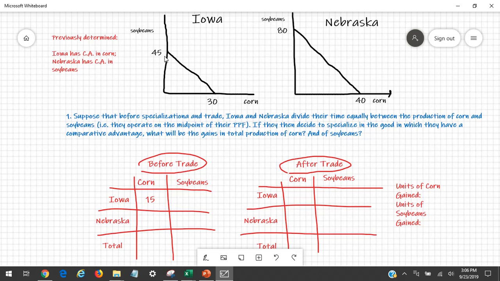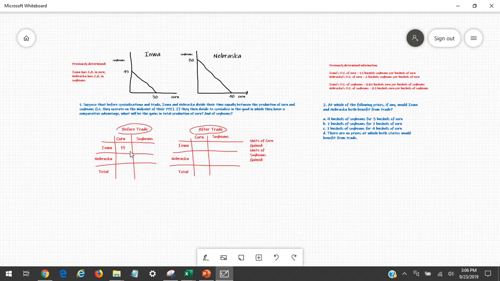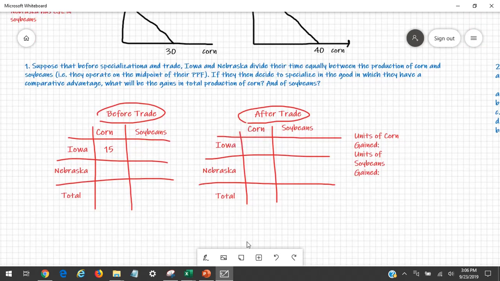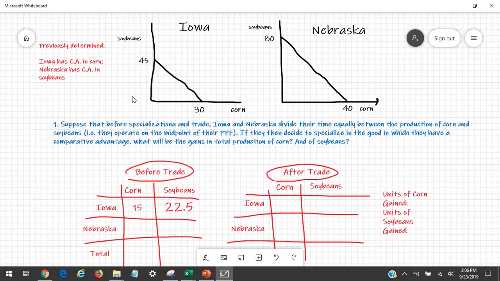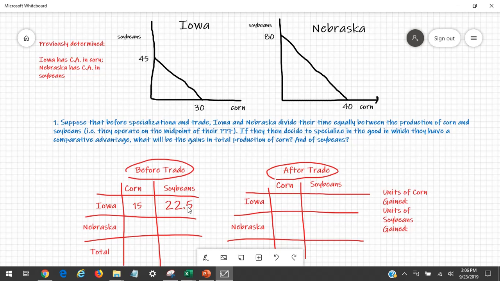So in this case, 45 divided by 2 is going to be 22.5. Sorry about that. 22.5 bushels of soybeans created by Iowa before trade. So that's going to go right here. Okay, so now I know how much Iowa is making before trade. Now I want to figure out how many bushels of corn and soybeans Nebraska makes. For Nebraska, the midpoint of their PPF is going to be 40 bushels of corn divided by 2, which is 20 bushels of corn.